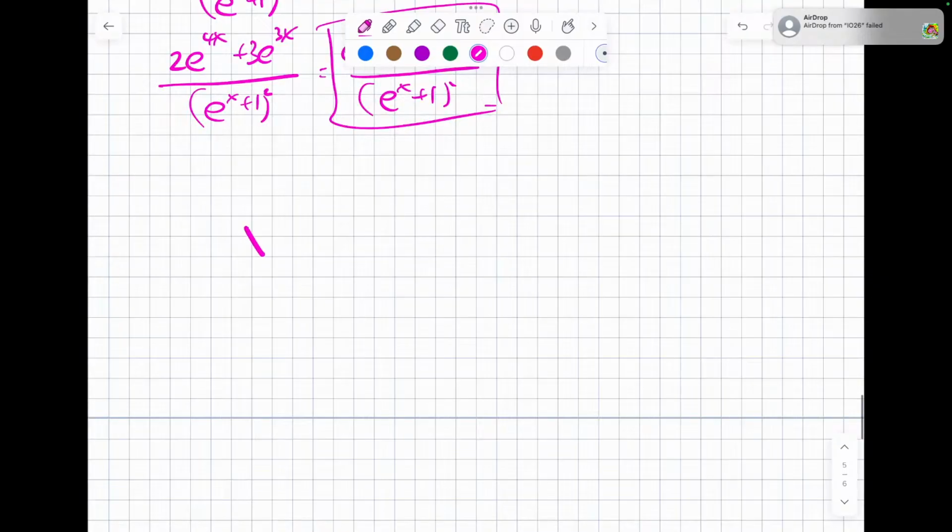Okay, so I'm gonna give you this question. I can say, hey, find extrema and inflection points.